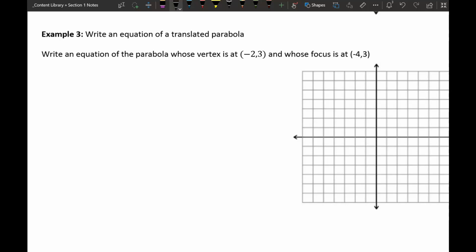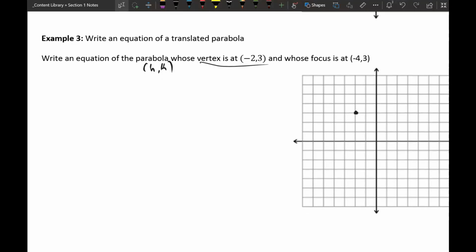Normally the standard form would be y squared equals 4px or x squared equals 4py, but we have a translated parabola, so we're going to have some center point h, k. In a parabola, our center point is just going to be that vertex. That vertex is -2, 3. And we have a focus at -4, 3.